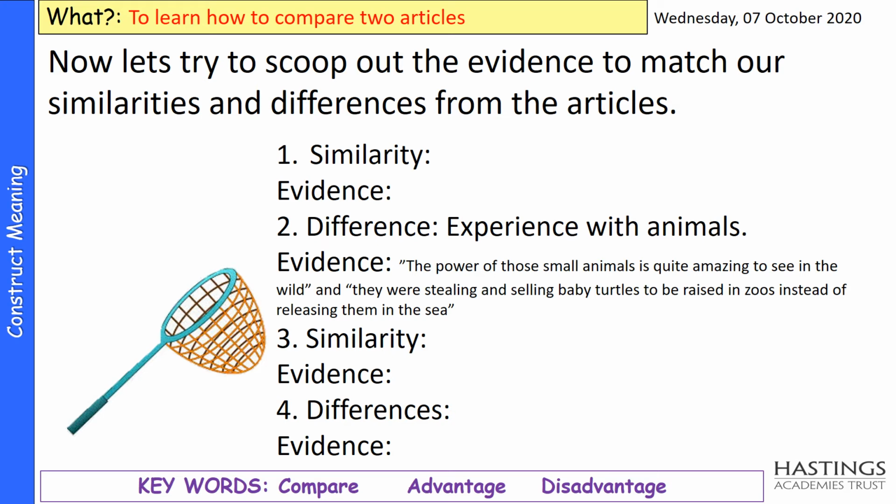And my evidence from the Thailand article is they were stealing and selling baby turtles to be raised in zoos instead of releasing them in the sea. So maybe take four of your similarities or differences, four altogether, and try and come up with some evidence to back up what you've said. So pause the video now to give yourself a chance to do that.